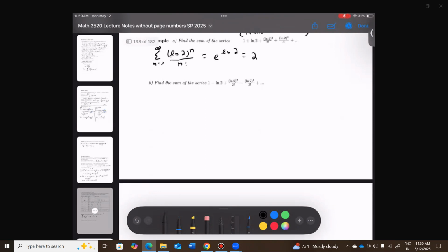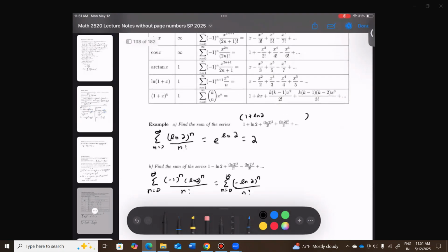This next one, we can write this. Notice it alternates sign, and then you have a natural log of 2 that's being taken to the nth power, and n is also in your denominator, n factorial. And since both the negative sign and the sign are being taken, we can put that into one: negative natural log of 2 to the n power over n factorial.